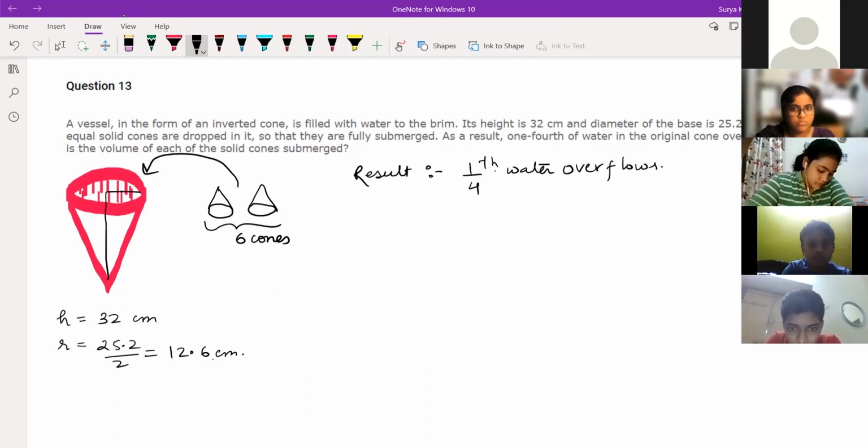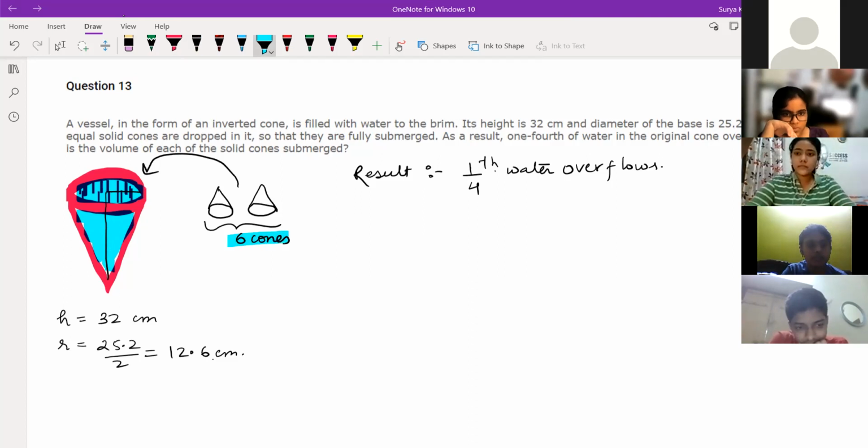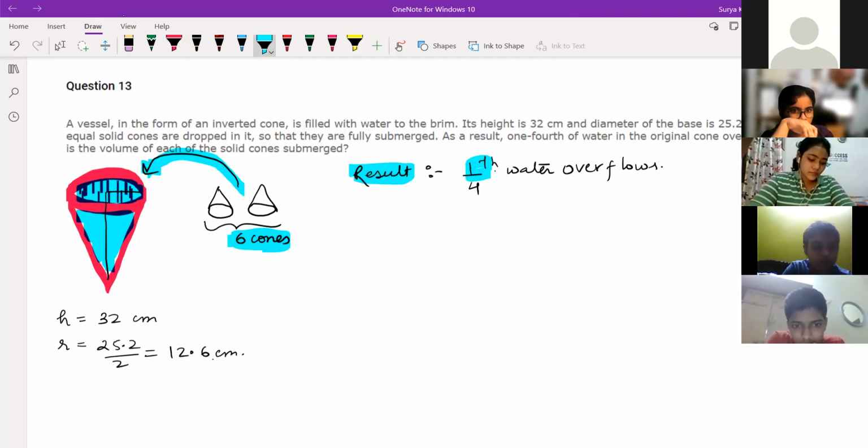Is it clear, children? What is the question they are asking? What is the volume of each of the solid cones submerged? Once again, I'm repeating the question. This is your bigger cone, in which water is filled up to the brim. In this bigger cone, we are going to put 6 small cones. After putting these small cones, the result is 1/4 of the water flows out.